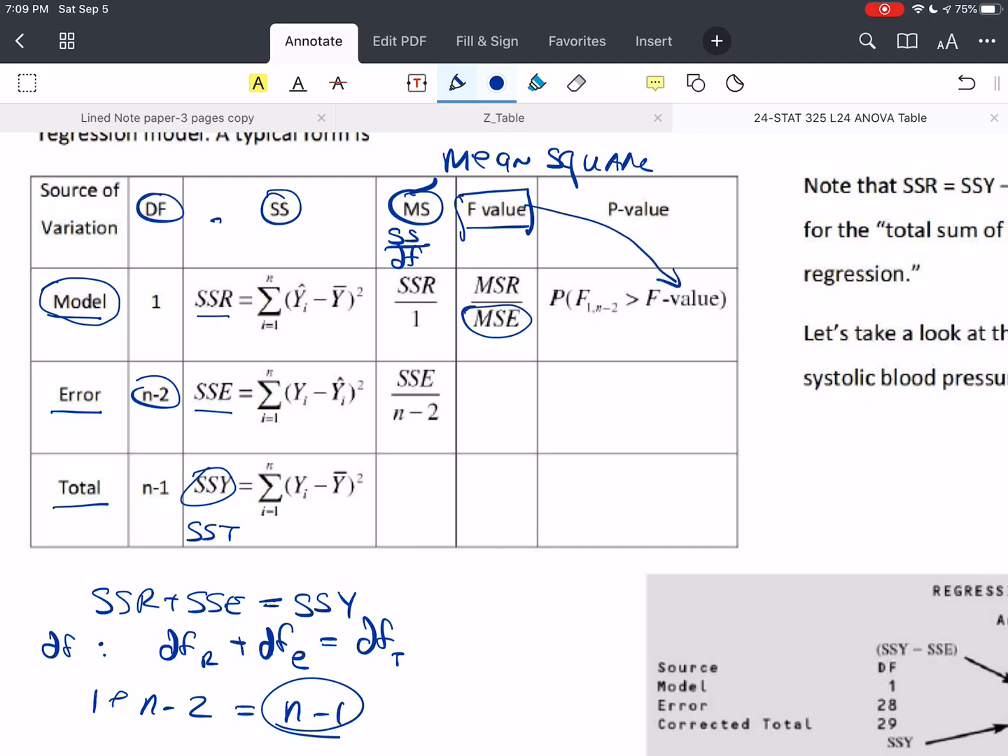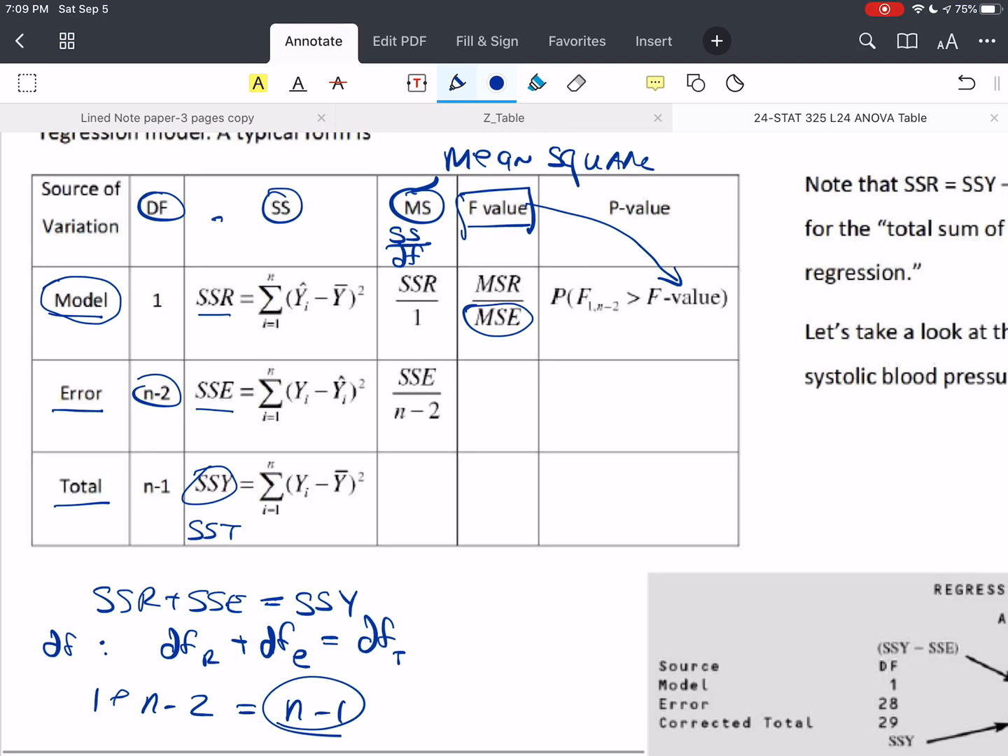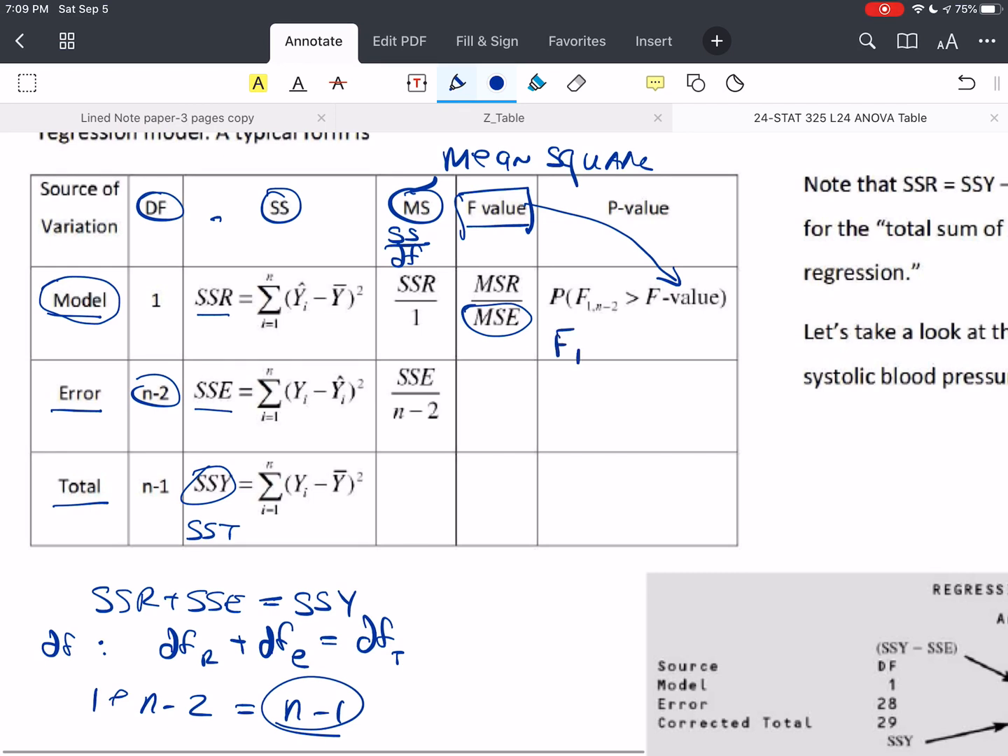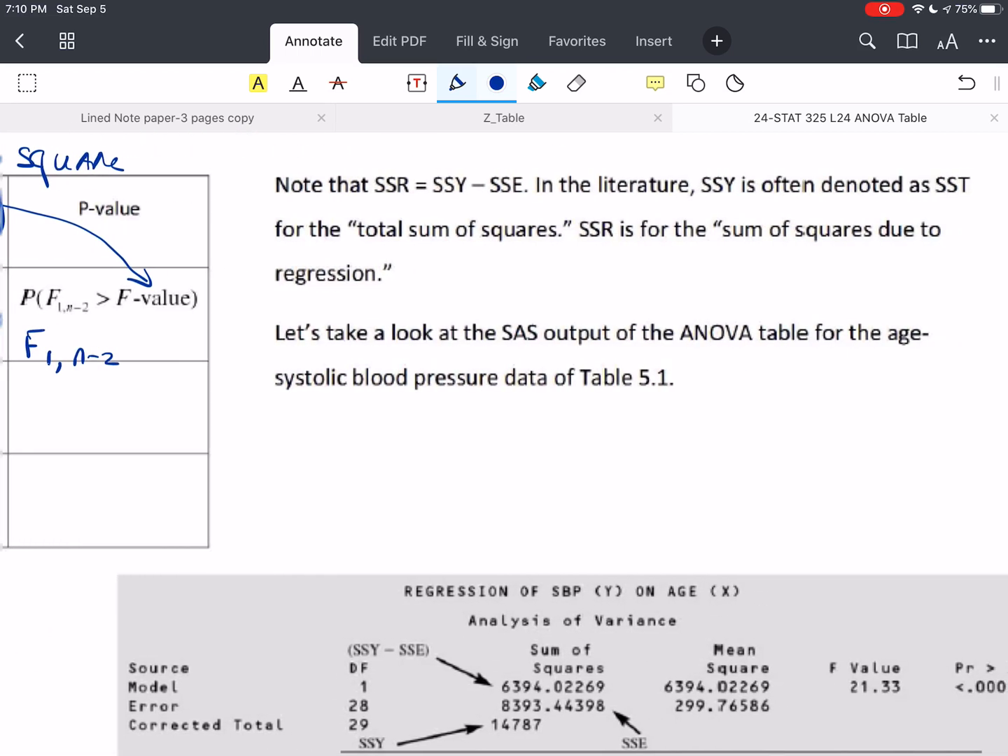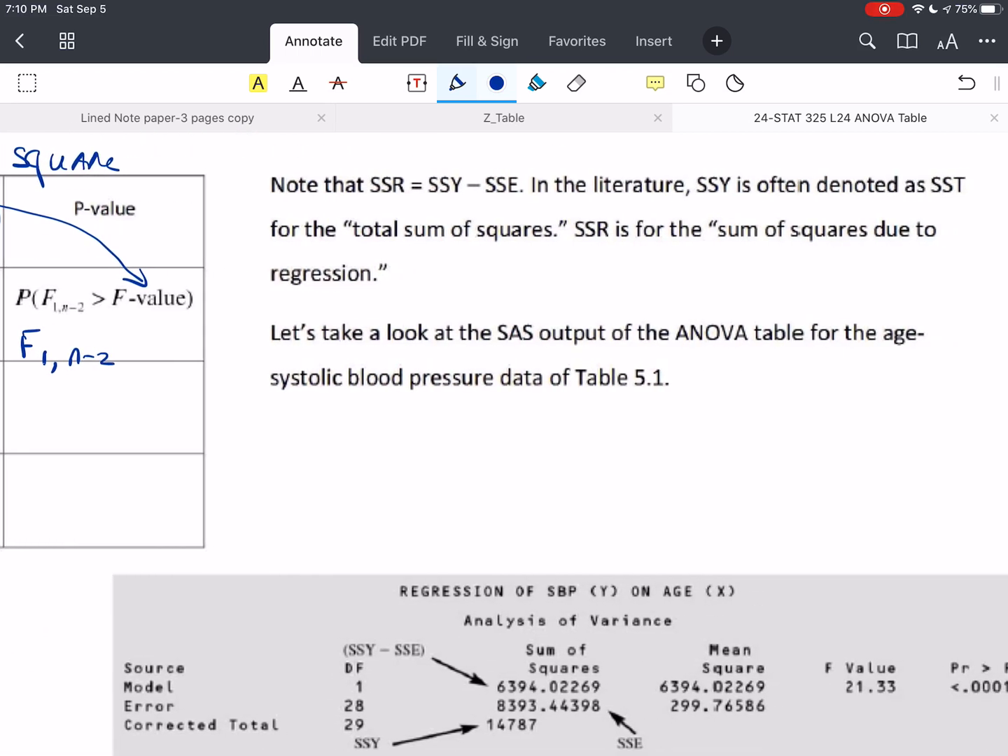And we can get the p-value by saying, what's the probability that F is greater than this table value? And here, F will have 1 degree of freedom in the numerator and n minus 2 degrees of freedom in the denominator. As you see, this 1 goes with that one, and the n minus 2 goes with that one. So it makes sense what we're saying about the degrees of freedom. As I mentioned, I can solve for SSR, and that would be equal to SSY minus SSE, the sums of squares.